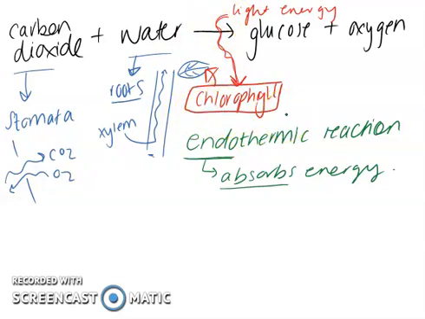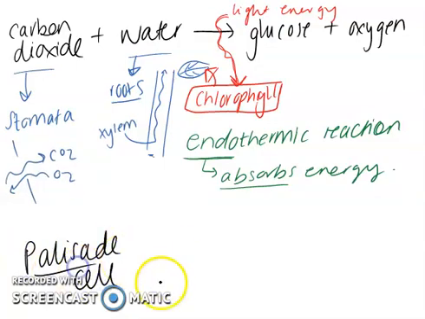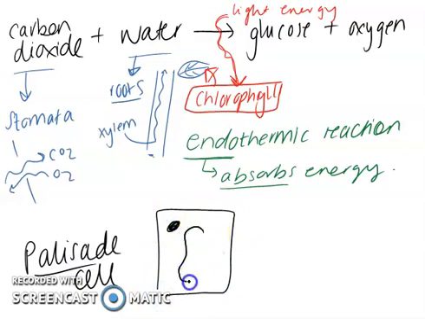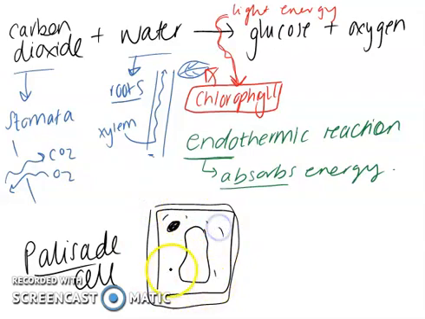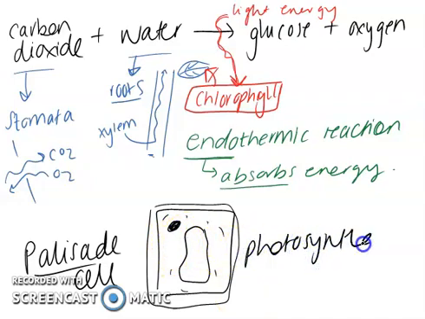Now, another thing I'd just like to point out, I will do a video on adaptations of plants and leaves, but what I do want to mention is the term palisade cell. A palisade cell is just a simple, basic plant cell, which you've probably seen loads of times before in textbooks and things. It's just a typical plant cell. Essentially, all it's saying is this is where photosynthesis happens. This is the cell it happens in.